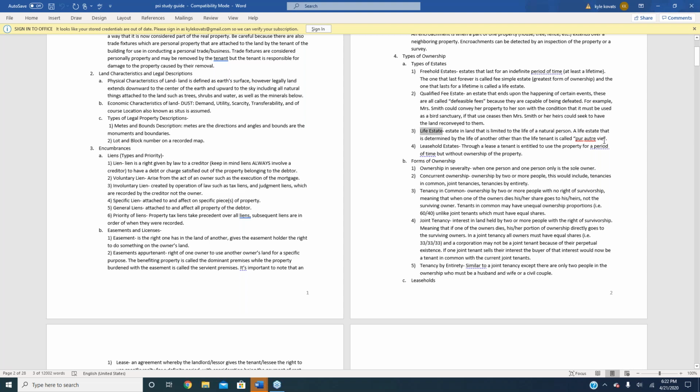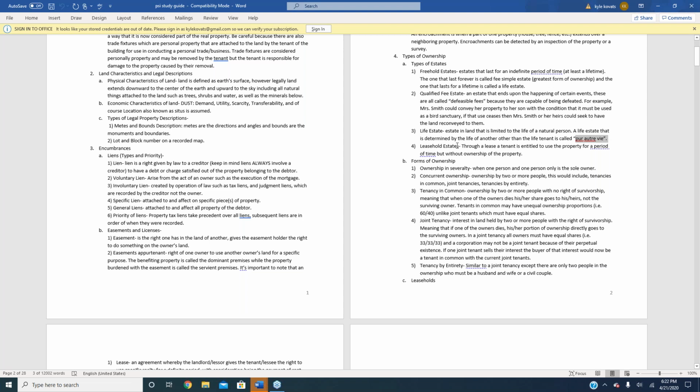It also mentions here specifically the life estate per autre vie. That would be if I grant you a life estate measured off the life of Joe. So if I grant you a life estate measured off the life of Joe, in other words, a third party, I'm granting you what we call a life estate per autre vie in that case.